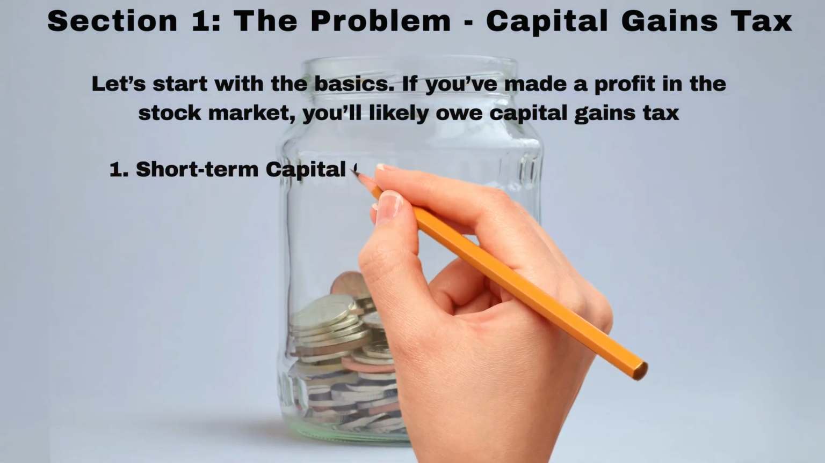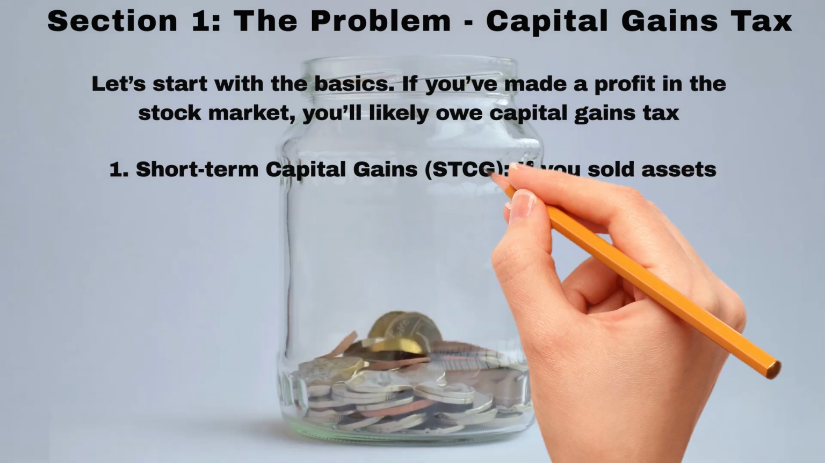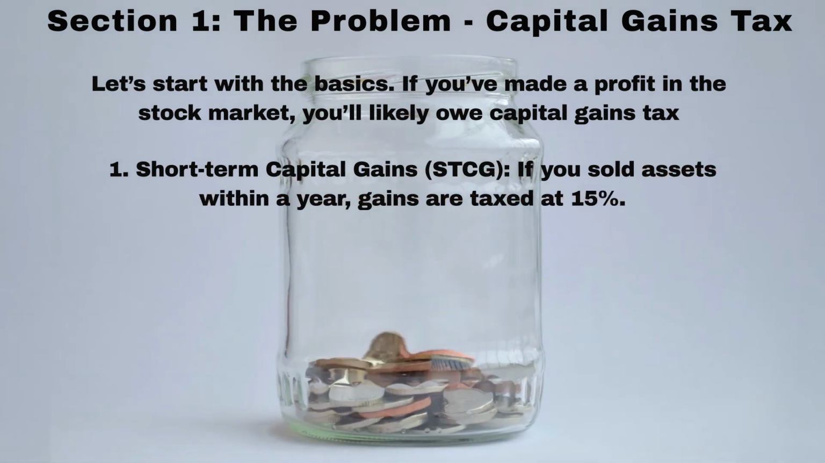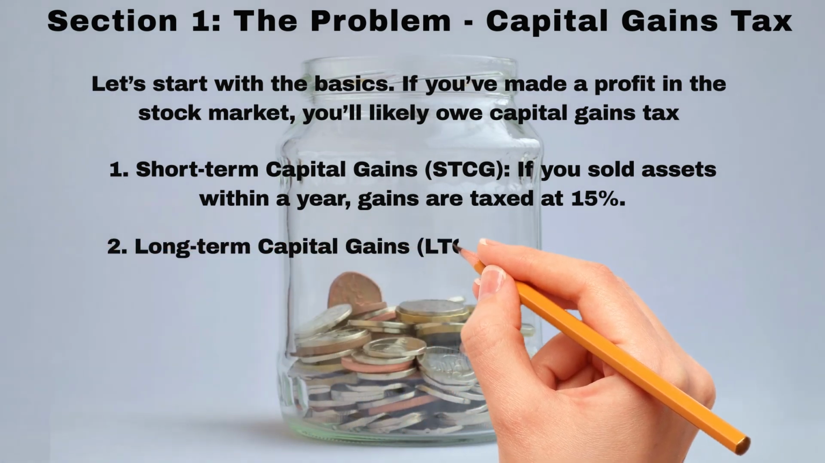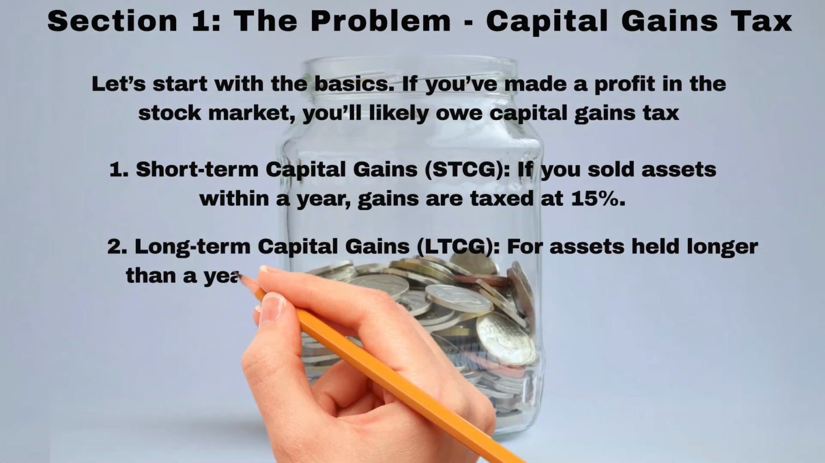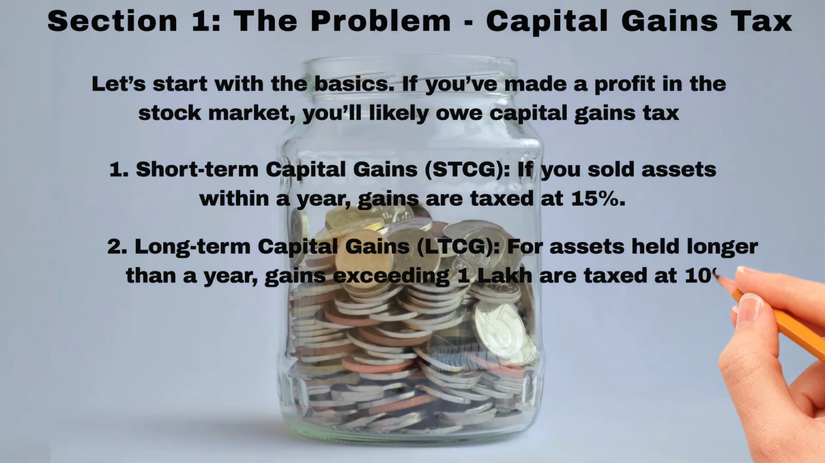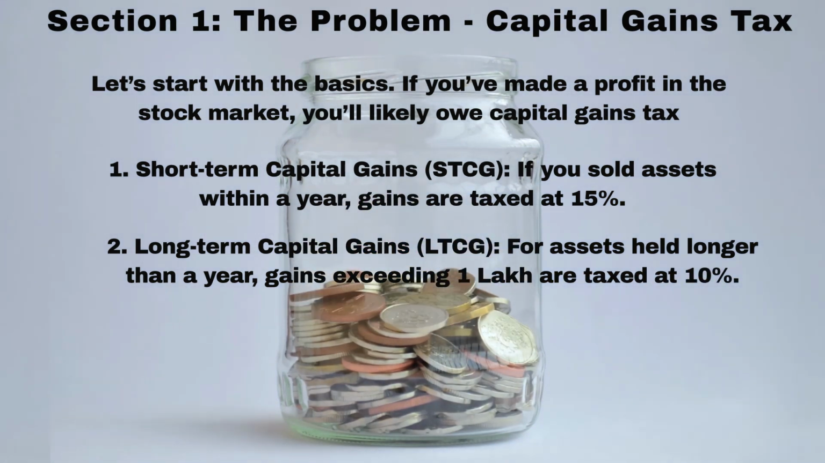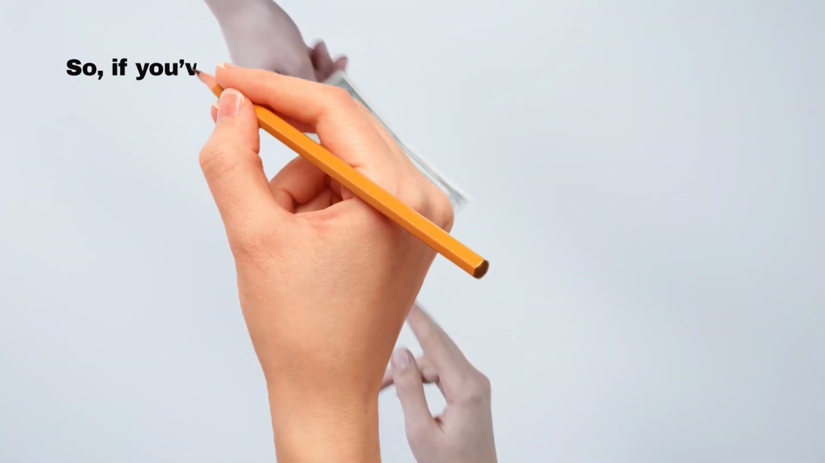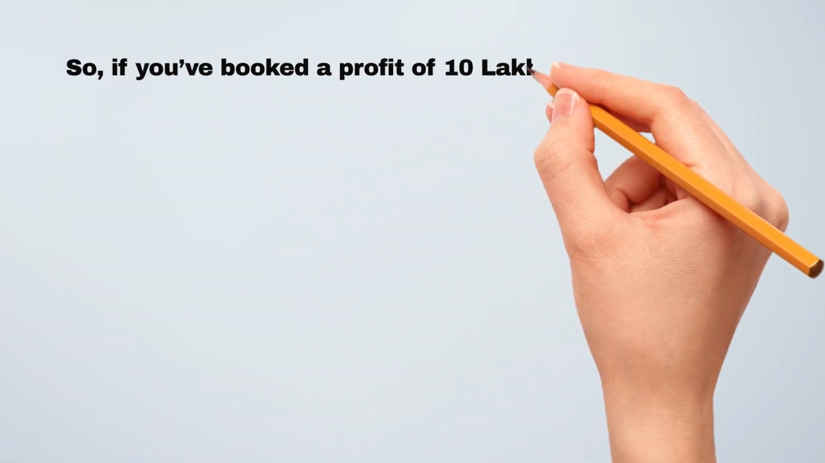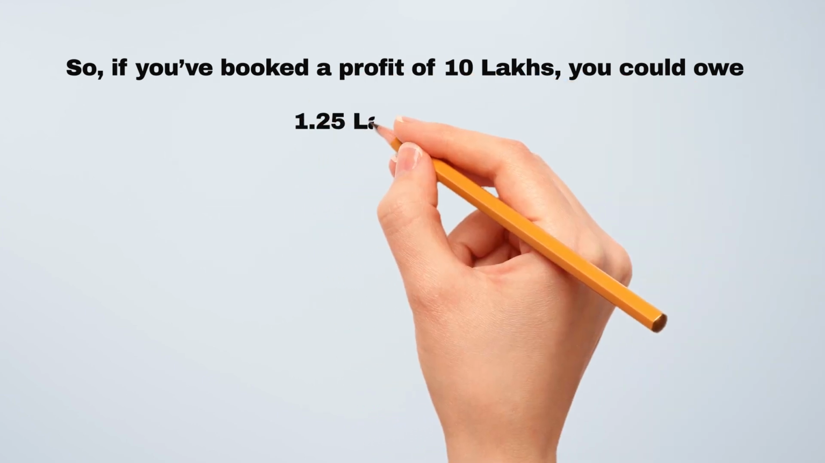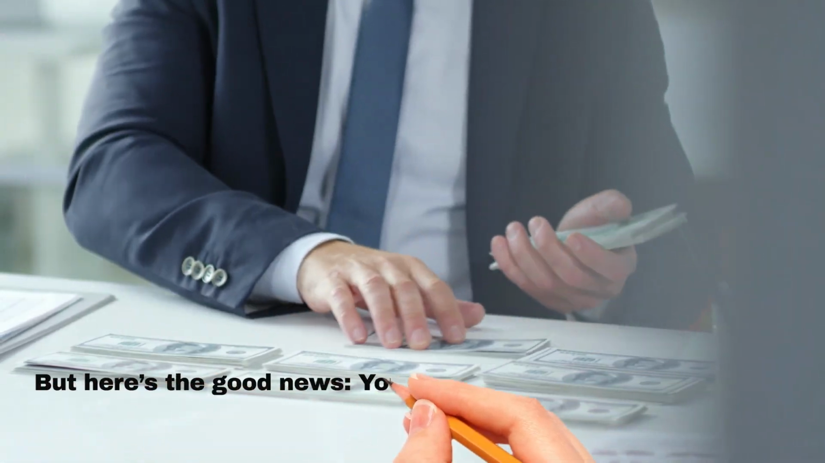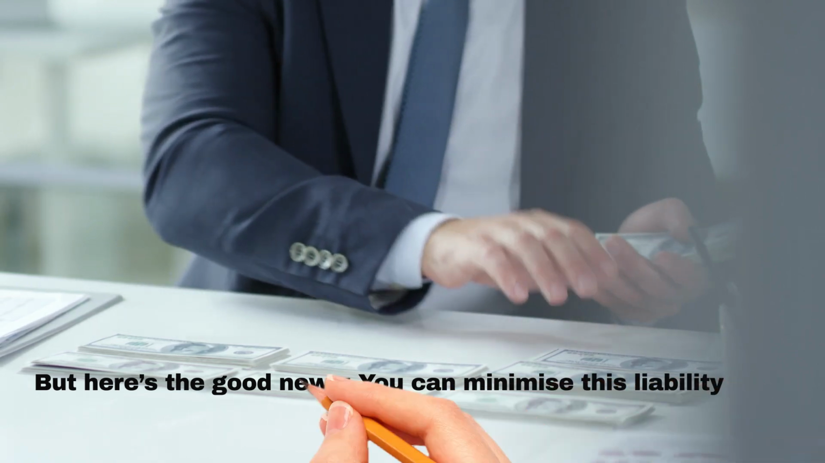1. Short-term capital gains, STCG. If you sold assets within a year, gains are taxed at 15%. 2. Long-term capital gains, LTCG. For assets held longer than a year, gains exceeding 1 lakh rupees are taxed at 10%. So, if you've booked a profit of 10 lakh rupees, you could owe 1.25 lakh rupees as tax. But here's the good news. You can minimize this liability using tax loss harvesting.